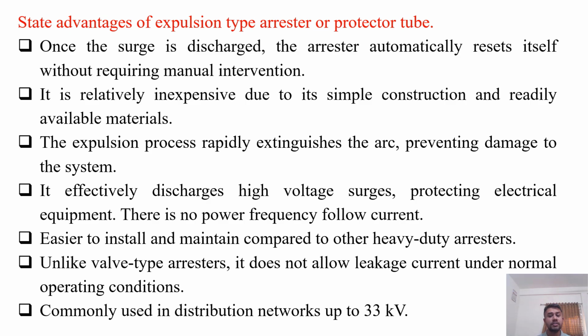It effectively discharges high voltage surges, protecting electrical equipment. There is no power frequency follow current, meaning back current. It is easier to install and maintain compared to other heavy duty arrestors. Unlike valve type arrestors, it does not allow leakage current under normal operating conditions. It is commonly used in distribution networks up to 33 kV, so it is highly suitable for the medium voltage system. So these are several advantages of expulsion type arrestor.